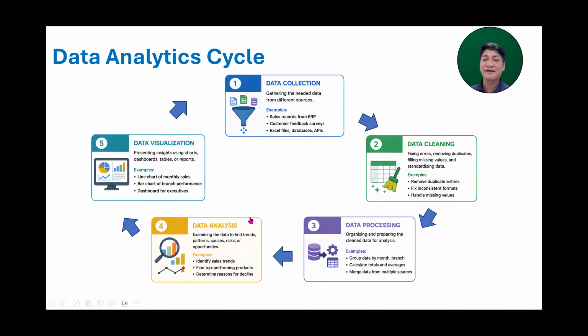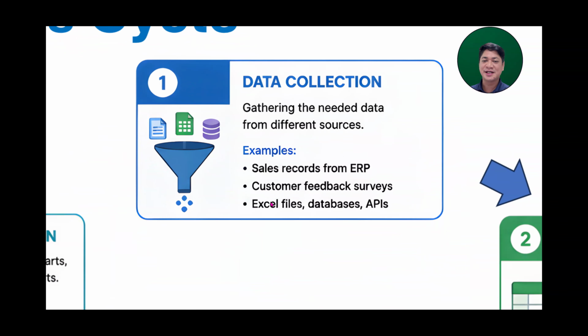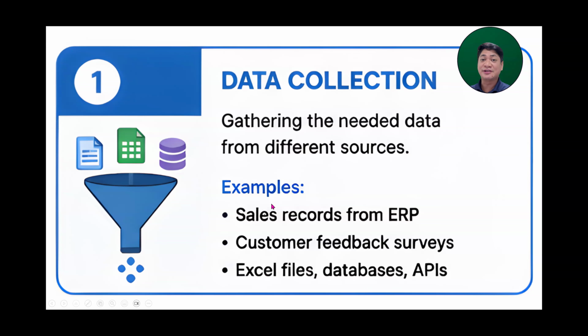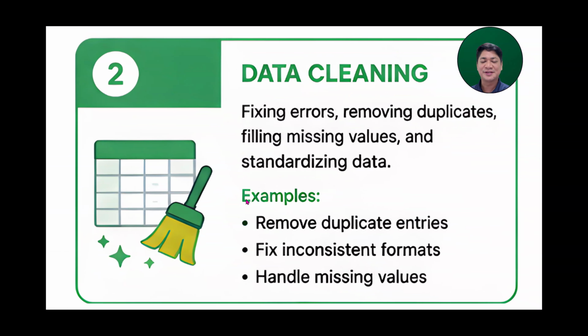So we'll go through the 5 stages of data analytics. First is data collection. So for this one, of course, you gather data. Technically, it's useless for you to do data analytics or even attempt to do data analytics if you do not have data in the first place. So here you can get samples from a system, results from surveys, Excel files, databases, APIs, or wherever you're going to get your data from.